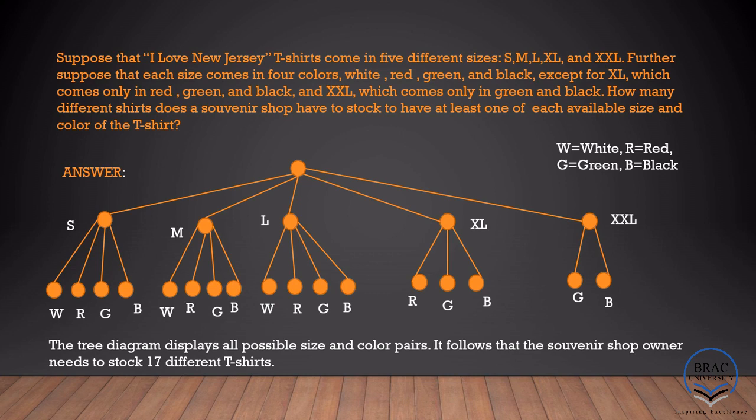Now, say for example, you have a problem that says, suppose that I Love New Jersey t-shirts come in 5 different sizes: small, medium, large, extra large, and double extra large. Suppose that each size comes in 4 colors. The colors are white, red, green, and black, except for extra large and double extra large. Extra large comes in red, green, and black, and the double extra large comes in only green and black. How many different shirts does a souvenir shop have to stock to have at least one of each available size and color of a shirt?